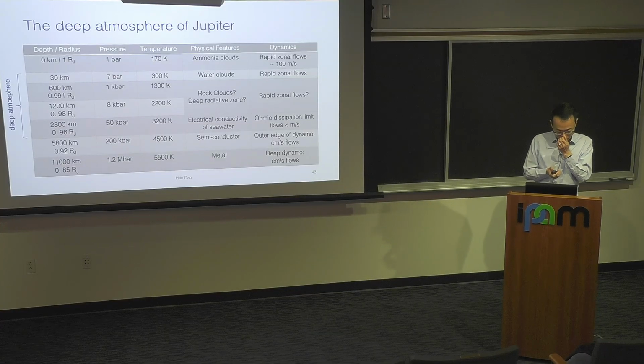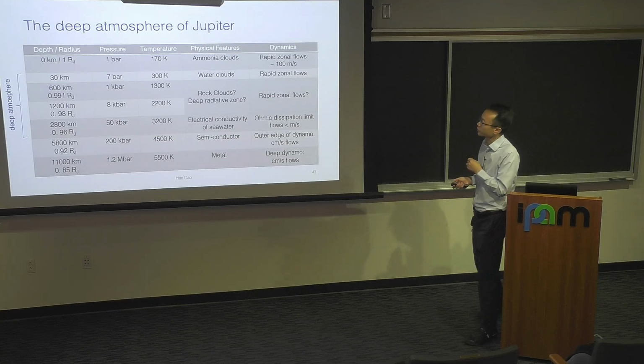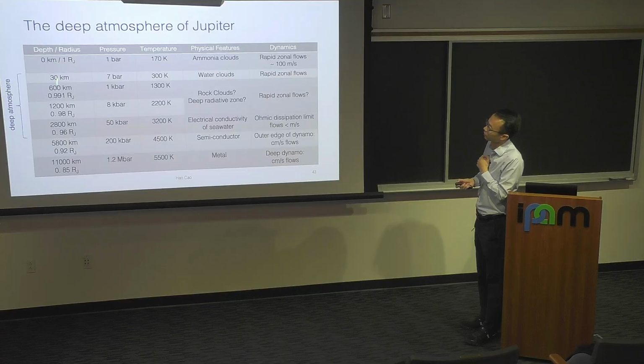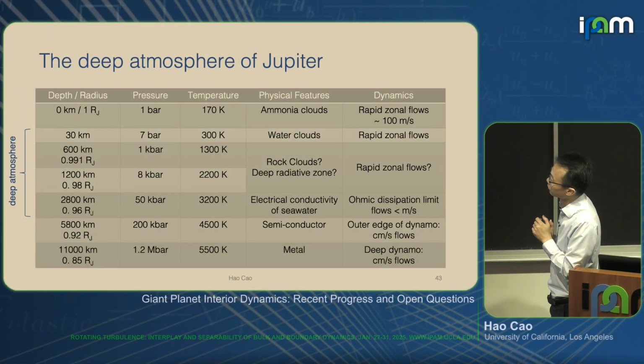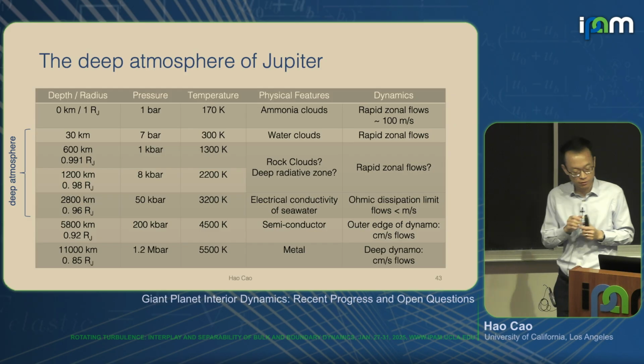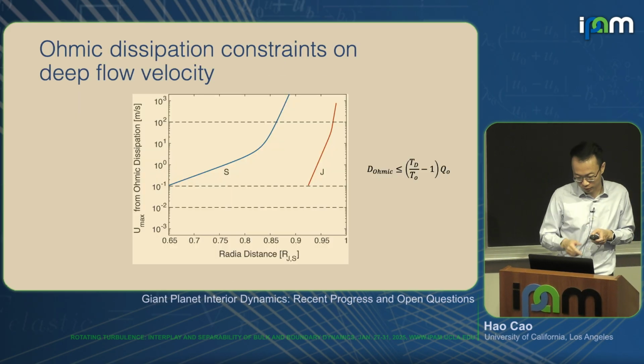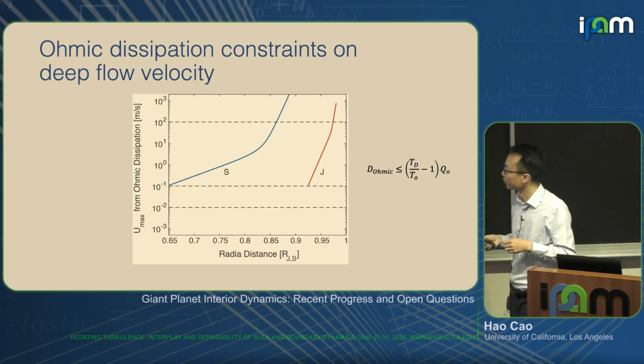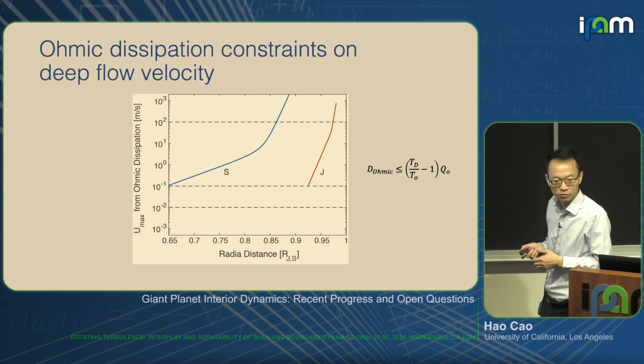So we're talking about the deep atmosphere of Jupiter. We have lots of question marks. For example, in this interesting region of 600 to 1,200 kilometers, are there rock clouds? Are there deep radiative zones? In the deeper interior, we know there's a dynamo. And we more or less know the wind probably is no deeper than about 2,500 kilometers because of the ohmic dissipation constraints, by the way. You don't need gravity to tell you that.